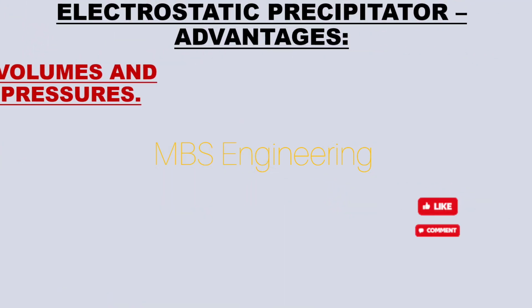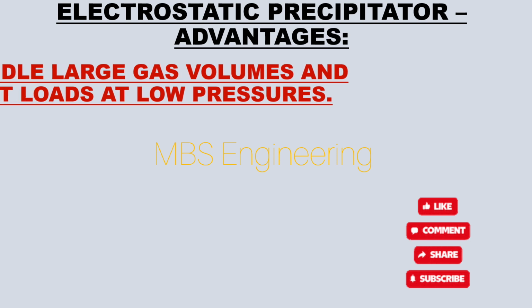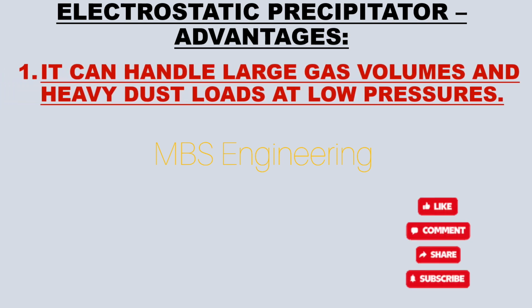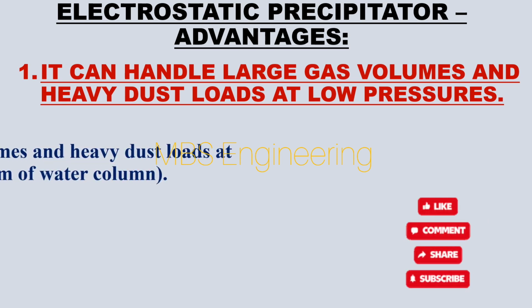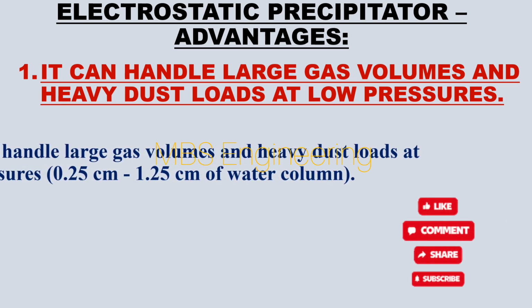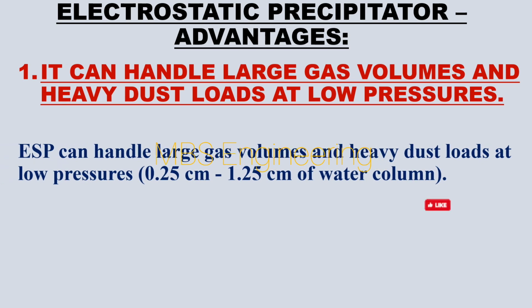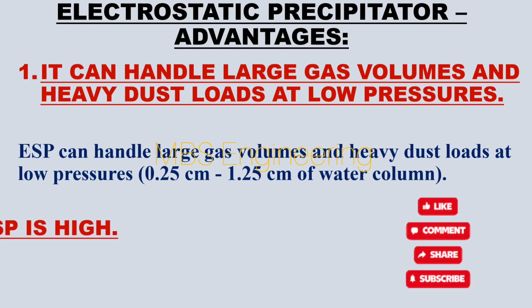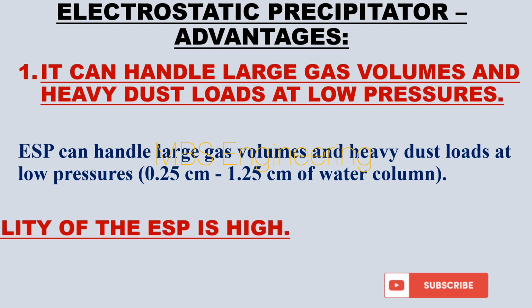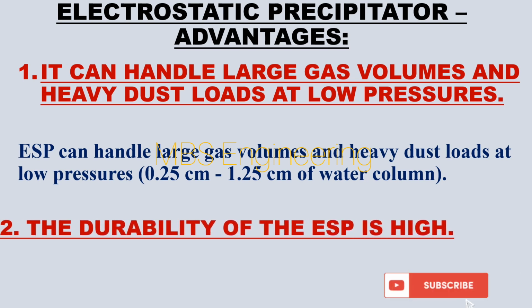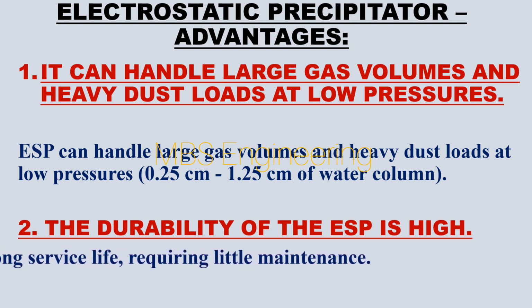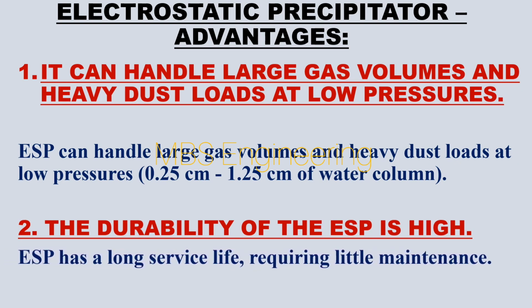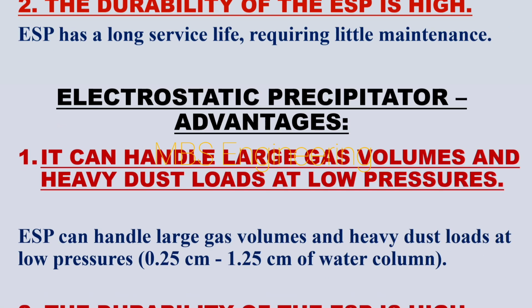Next, we are going to understand the advantages of the electrostatic precipitator, ESP. We will discuss in the detailed description given below. Point number 1. It can handle large gas volumes and heavy dust loads at low pressures. ESP can handle large gas volumes and heavy dust loads at low pressures, 0.25 cm to 1.25 cm of water column. Point number 2. The durability of the ESP is high. ESP has a long service life requiring little maintenance.